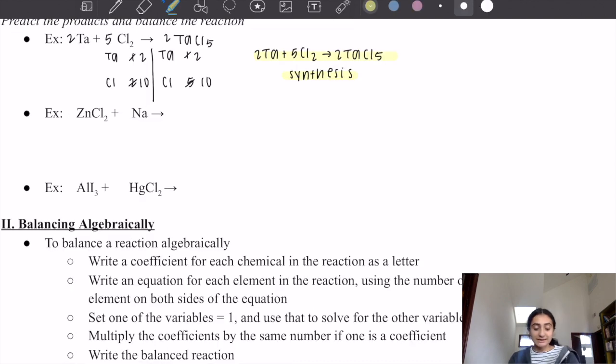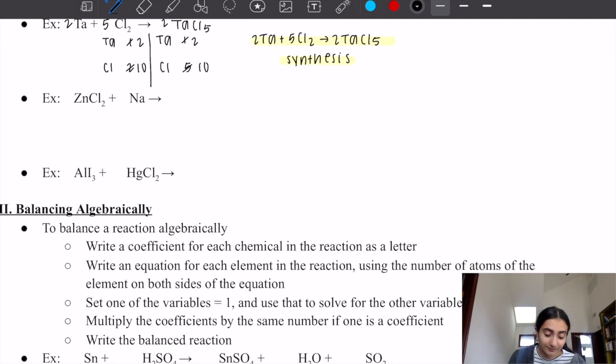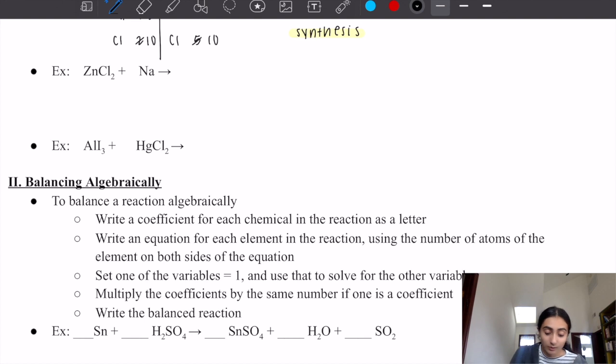Next, we have ZnCl2 and Na. So we have a compound and an element, which means we have a single replacement. We've checked off that first step. Now we need to classify which element is a metal and which is a nonmetal. So zinc is a metal, chlorine is a nonmetal, and sodium is a metal, which means that the zinc and the sodium are going to be switching places.